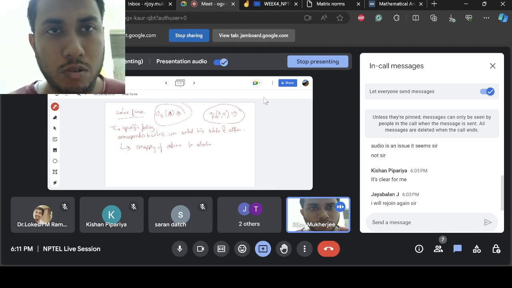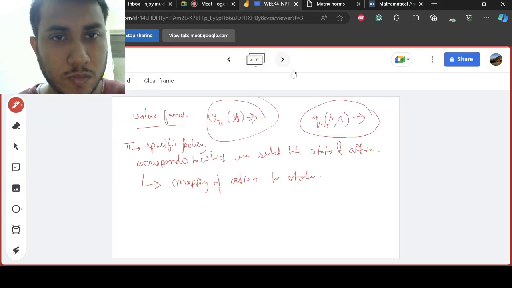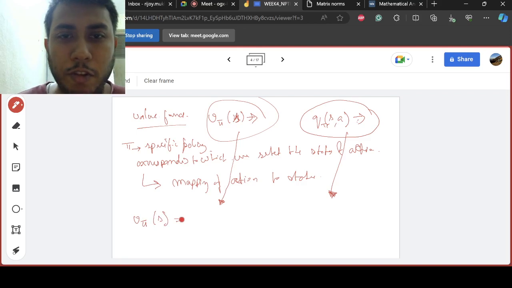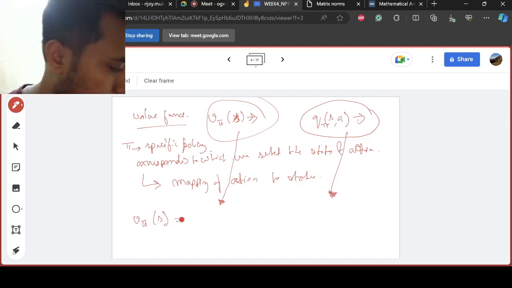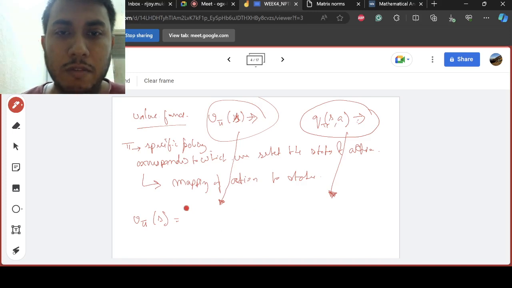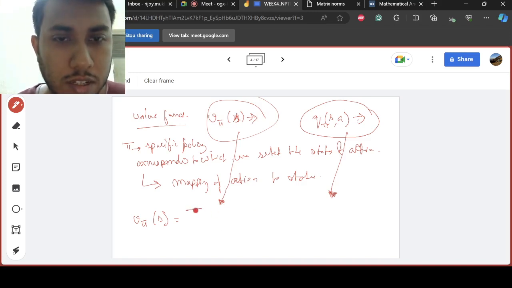So let's come now to what was discussed this week. This week we derived the equations for these two terms. First was your v pi s. So what is your v pi s? By v pi s, you specifically mean the expected return you get when you are at state s.